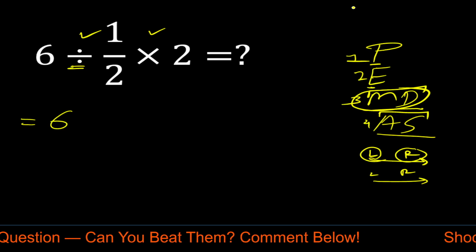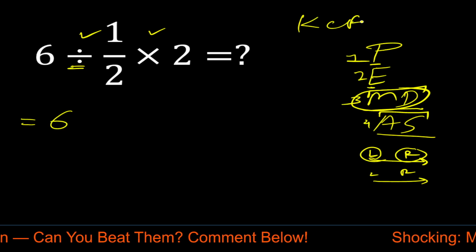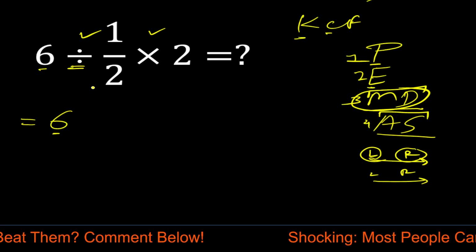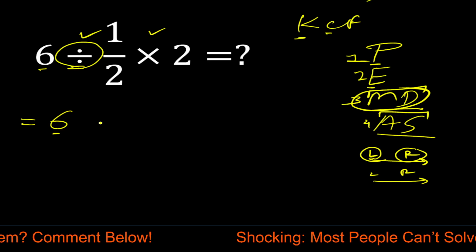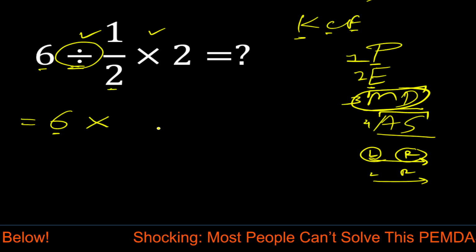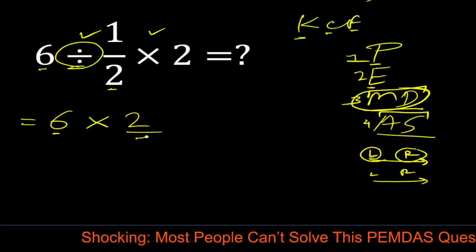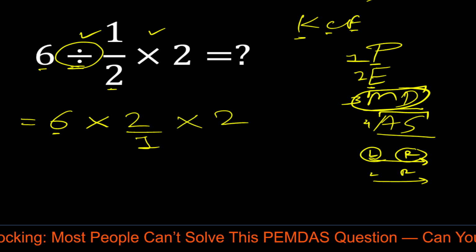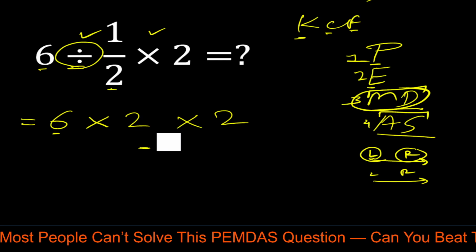So now 6. Now according to the KCF rule, K means keep this first 6 as it is, same. Then C means change this sign from division to multiplication. Then F means flip this fraction, 1 upon 2 is equal to 2 upon 1, times 2, right? Now 2 upon 1 is equal to 2, so we can remove this one.